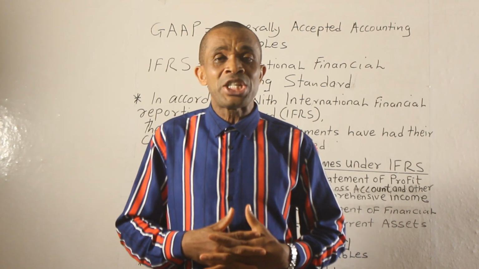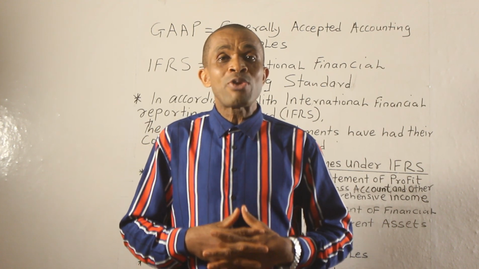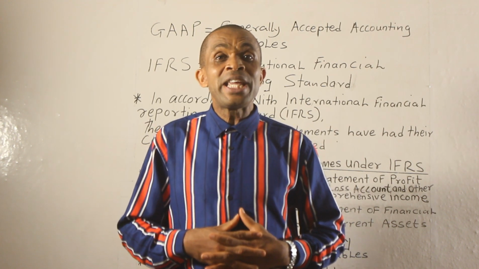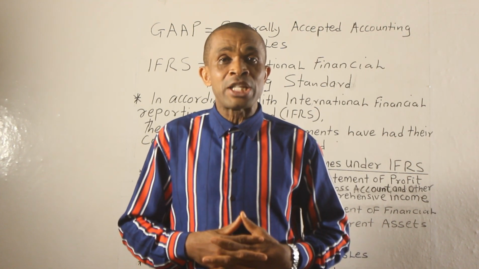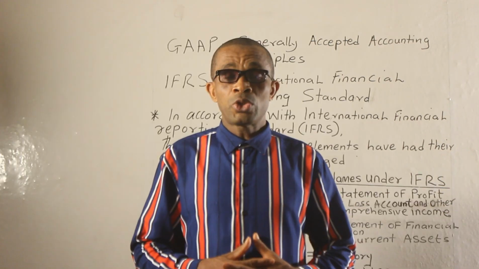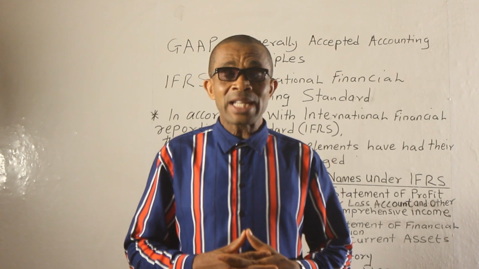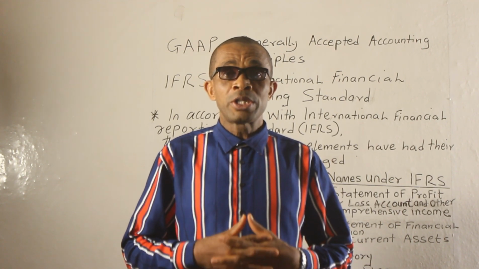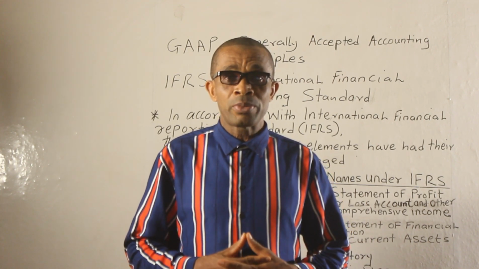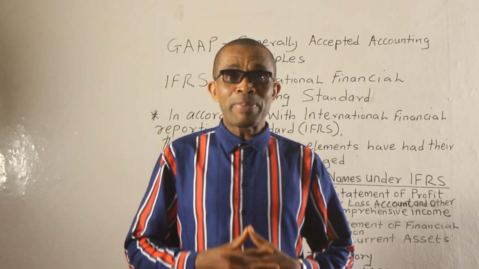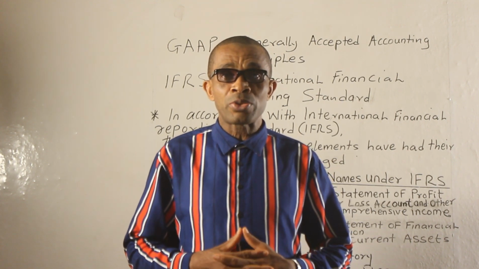So these names have changed, and it is expected that in compliance with IFRS, when you are preparing your financial statement, these new names that are in compliance with IFRS should be used. So we have agreed that the trading profit and loss account can now be called statement of profit or loss account and other comprehensive income. We have also agreed that the balance sheet can now be called statement of financial position.